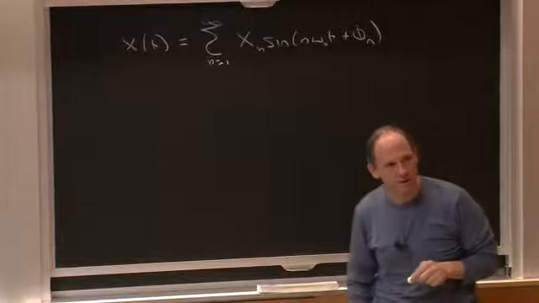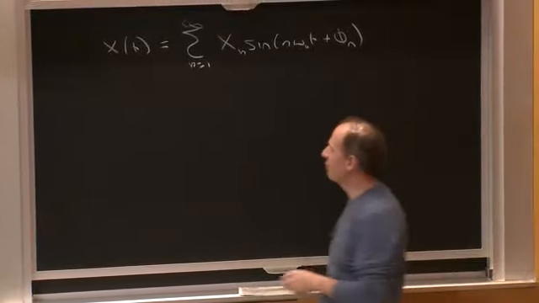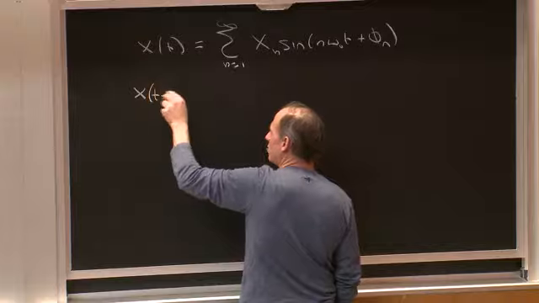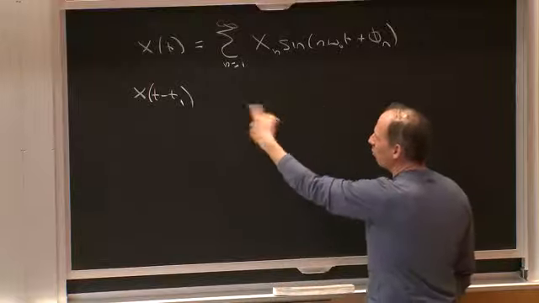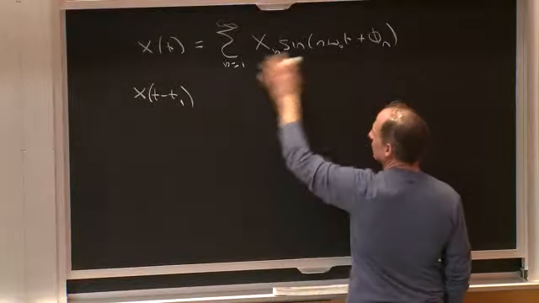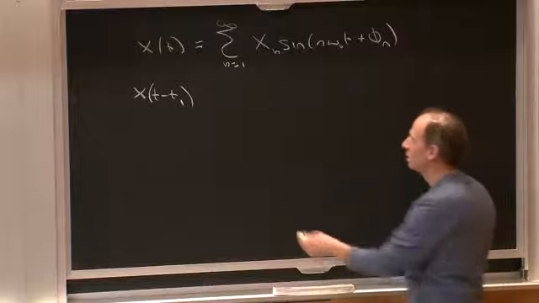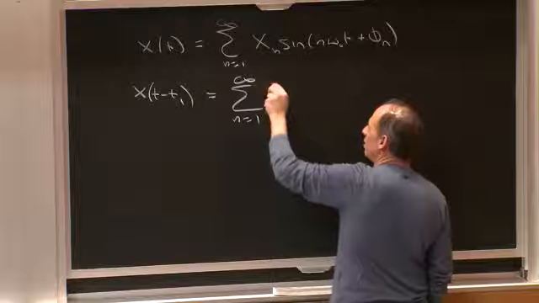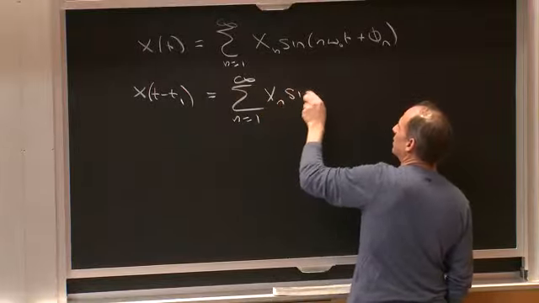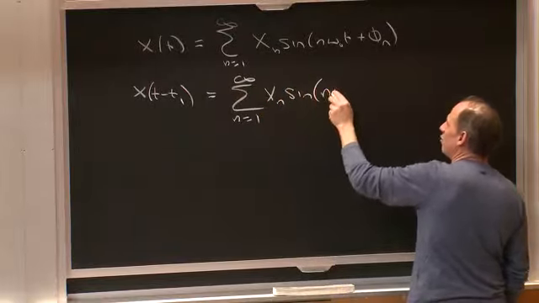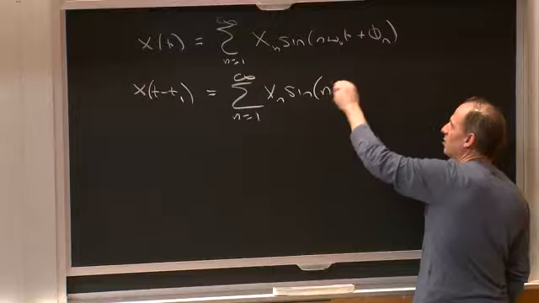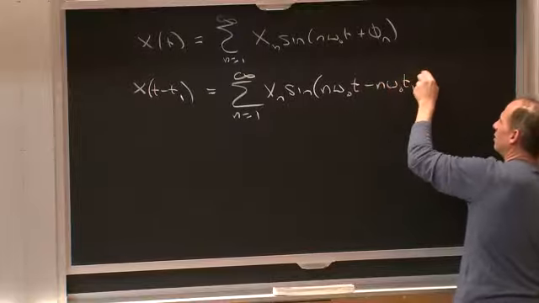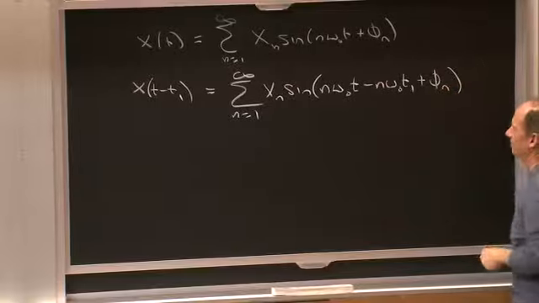It has some Fourier series. Then if I had some delayed version of this waveform, let me call this x of t minus t1, what would its content look like? Well, I just go to this expression and substitute in t minus t1, right? So I would get the summation of n equals 1 to infinity of x sub n sine of n omega naught t minus n omega naught t1 plus phi n, right?